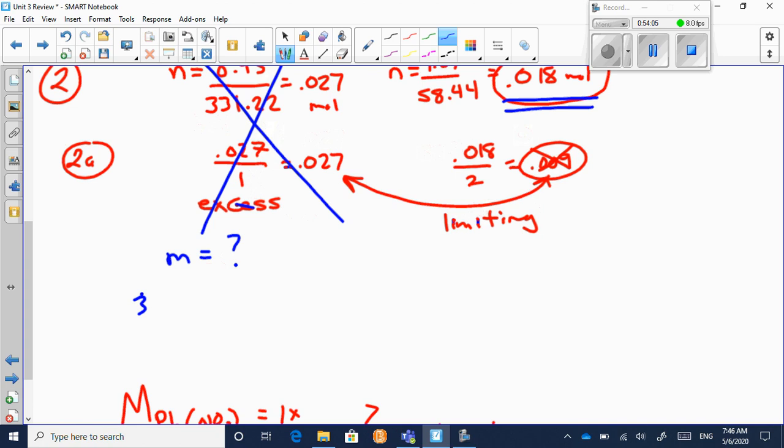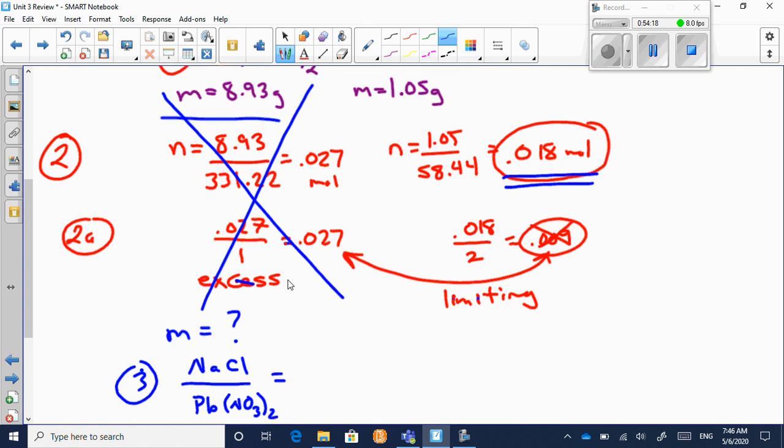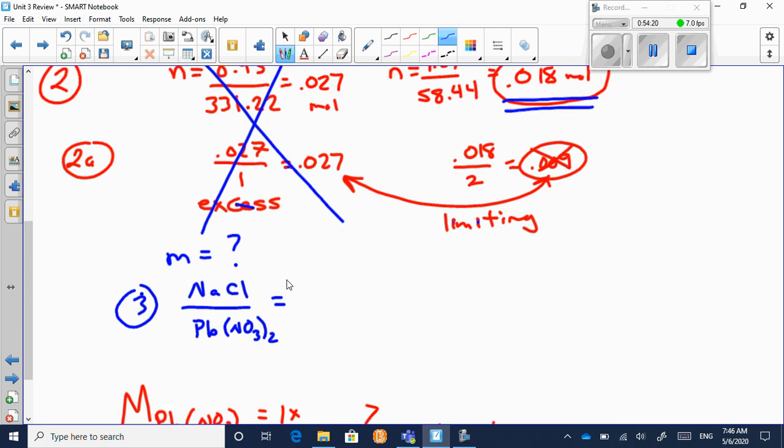Cool. All right, we're ready to go on to step 3 then. So step 3 is do a mole ratio, and look at this. We're going to do a mole ratio of NaCl to the lead nitrate. Those are the two that we're interested in. And so I look from my balanced equation, it's a 2-to-1 ratio. But look at this, I know that I've got the 0.018. That was limiting to x.